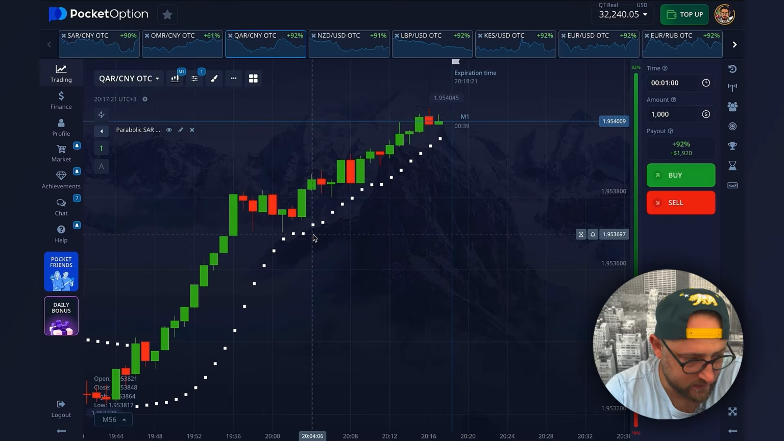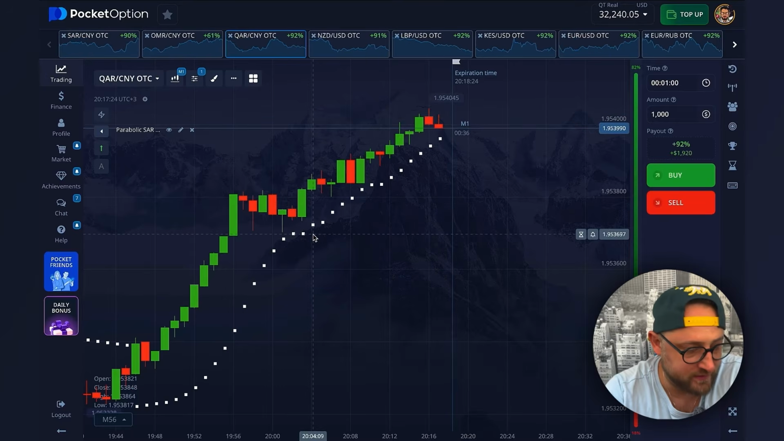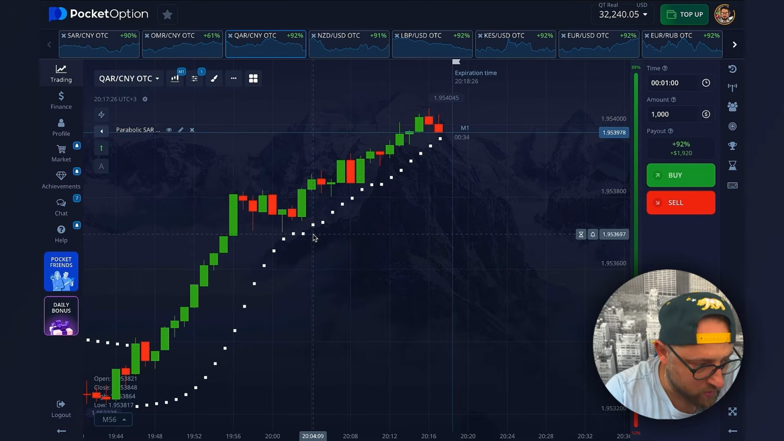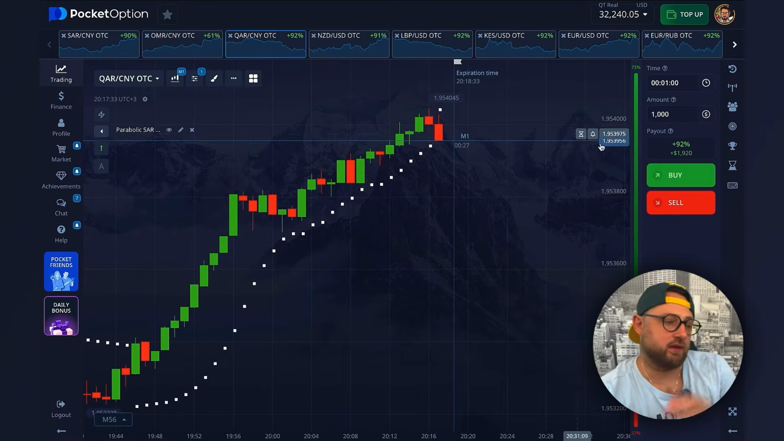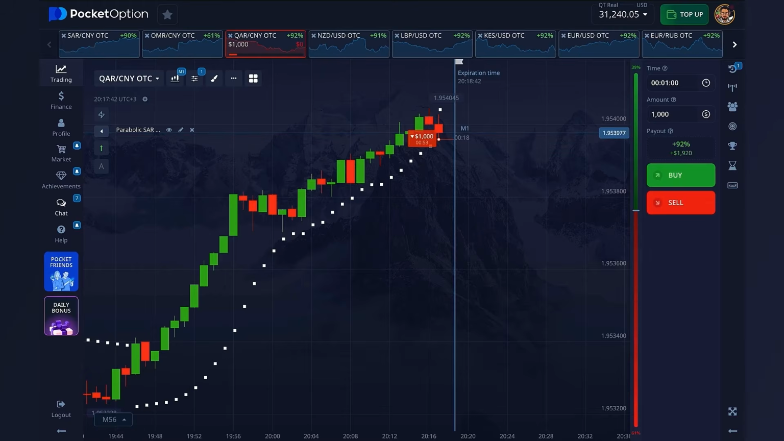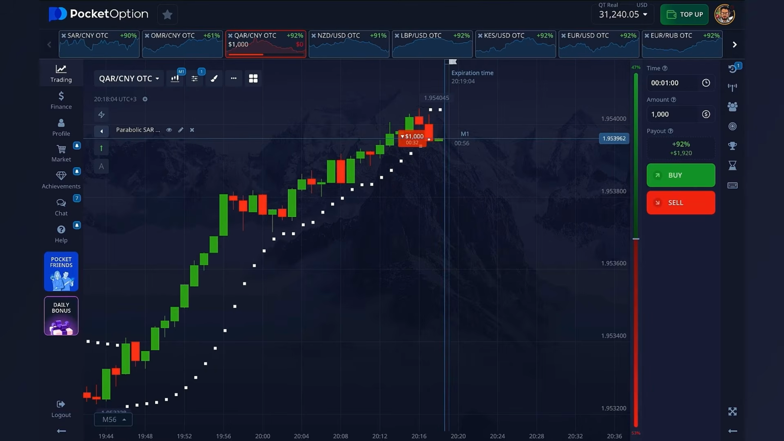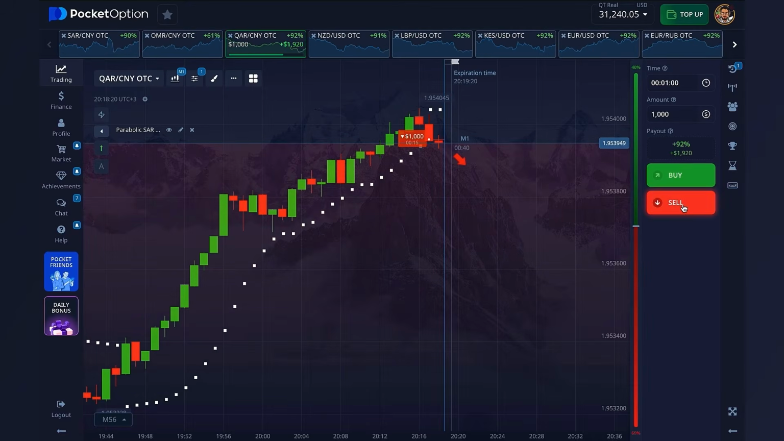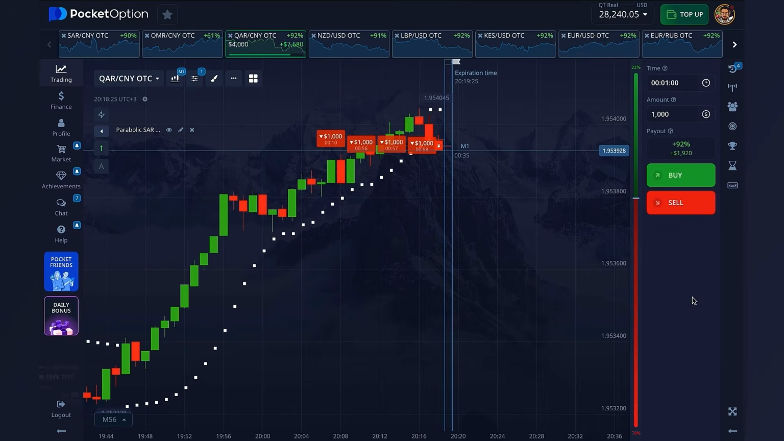Look. Yes. Our moment is coming. You see, it's almost touched the dot. And now, yes, we see the dot and we open our trade. The Parabolic SAR is clearly indicating that the trend is reversing to the downside. I expect at least 8, maybe 10 candles in this new trend, so I confidently open another trade right now.